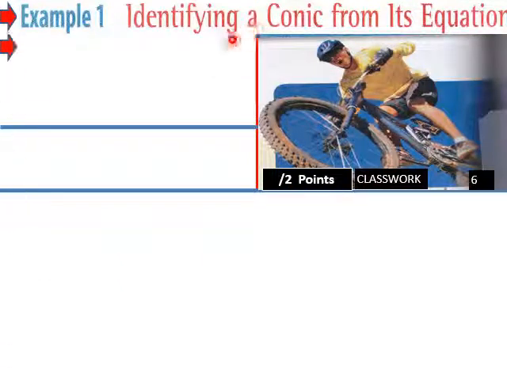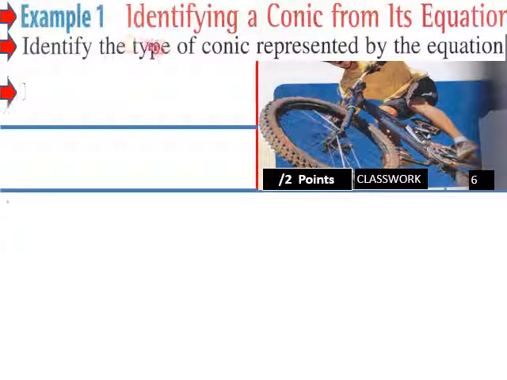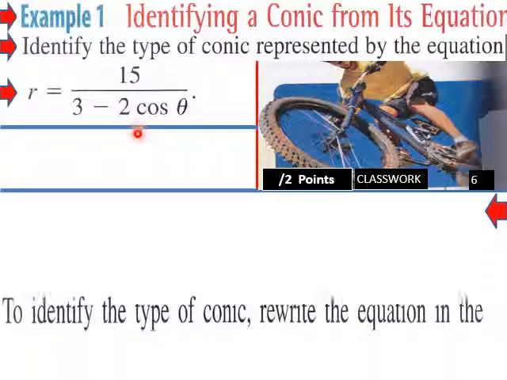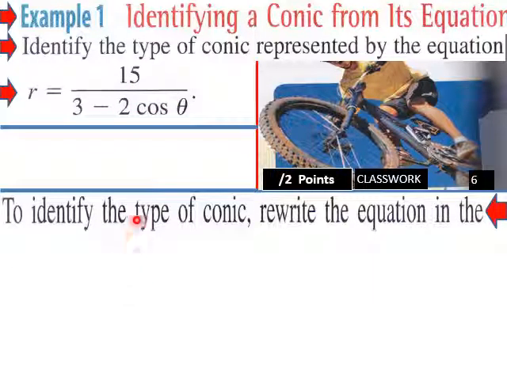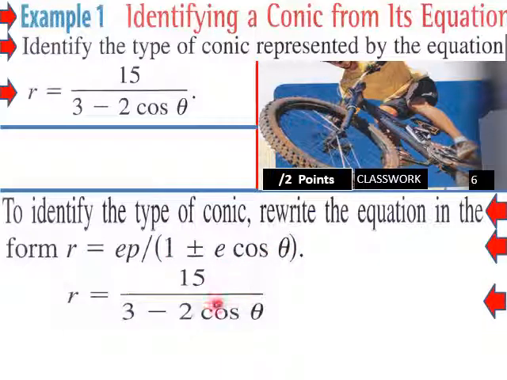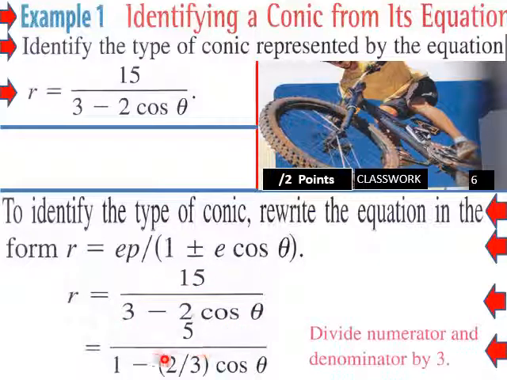So, identifying a conic from its equation: identify the type of conic represented by this equation here. So cosine here, we know exactly the orientation here, do we not? We do. To identify the type of conic, rewrite the equation in the form r equals EP over 1 plus or minus e cosine theta. So when we do that, we end up with this: r equals 15 over 3 minus 2 cosine theta. And divide numerator and denominator by 3.